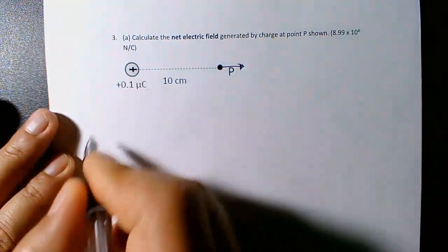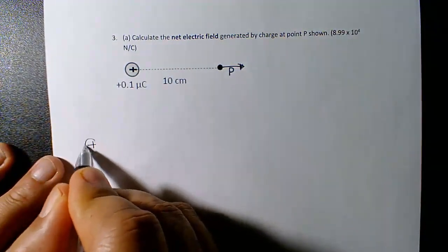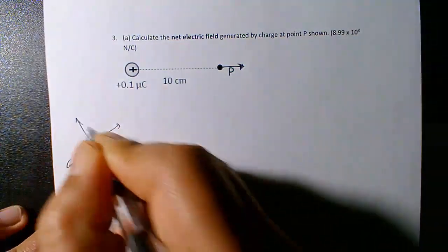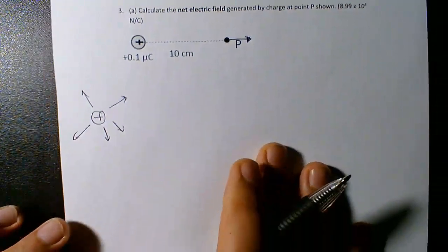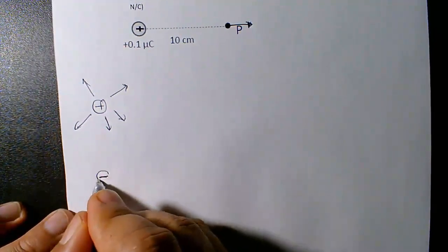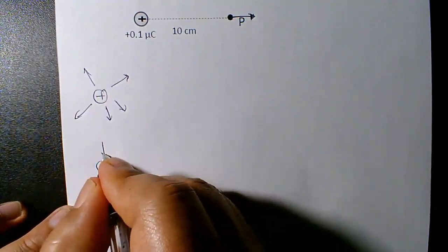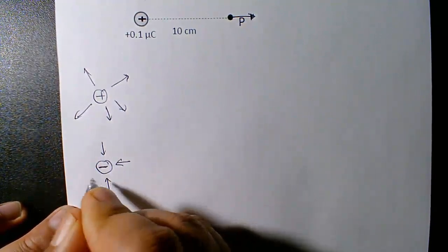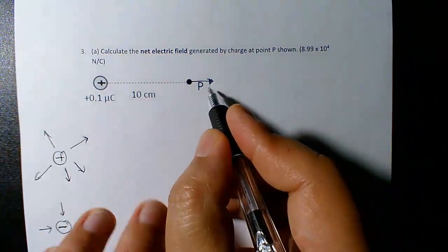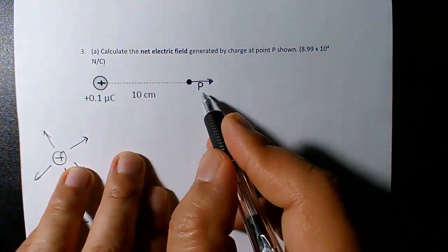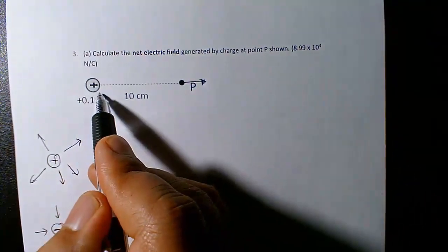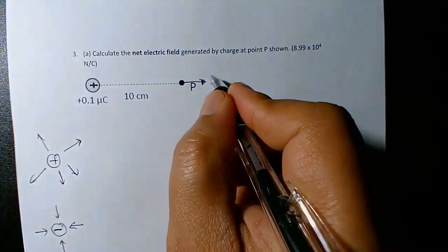Remember, the direction of the electric field for a positive charge is radially away, and the direction of the electric field due to a negative charge is radially inward, right? Because our test charge concept is a positive test charge. So based on that, it's asking what's the magnitude and direction of the net electric field produced by this charge at 10 centimeter distance at point P, right?